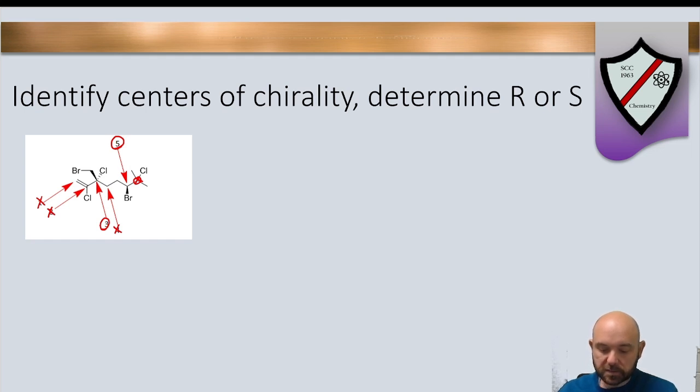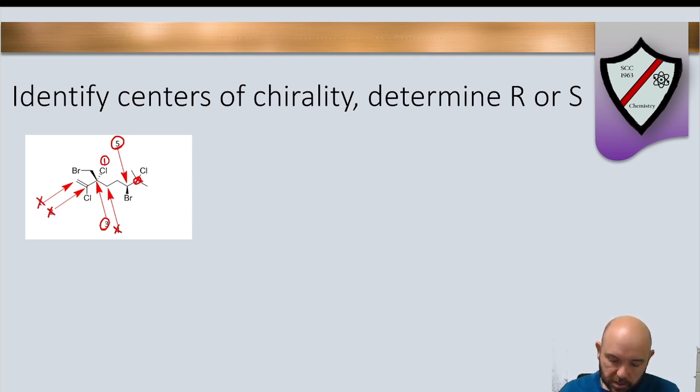So the way I do this is, first of all, I like to assign the priority, of course, first. I look at the substituents on my number 3 carbon, and I see one of them is a chlorine and the other 3 first arrive at a carbon. So the chlorine directly bonded to that carbon is going to be priority number 1.